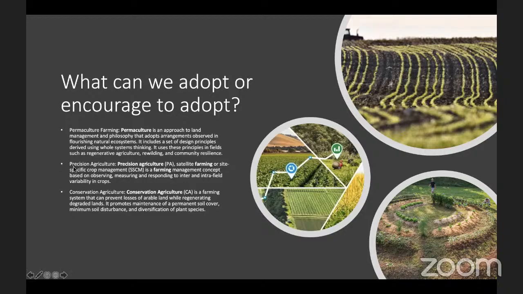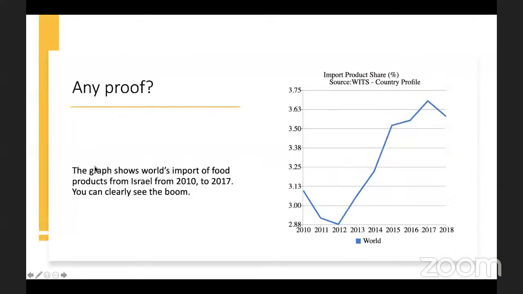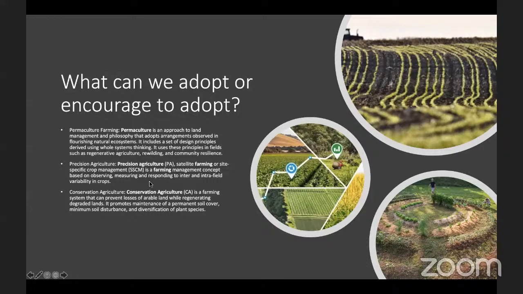Now we can go for precision agriculture. Precision means when you have the data in your hand, you can act accordingly. You know the nitrogen value within your soil, the moisture value, and the other nutrient values. You can act accordingly because you know the exact nutrient value. That is called precision agriculture.